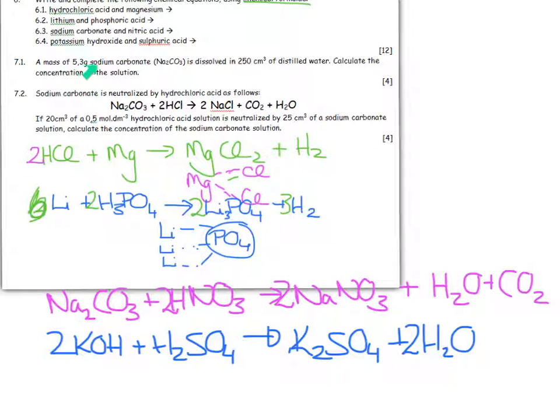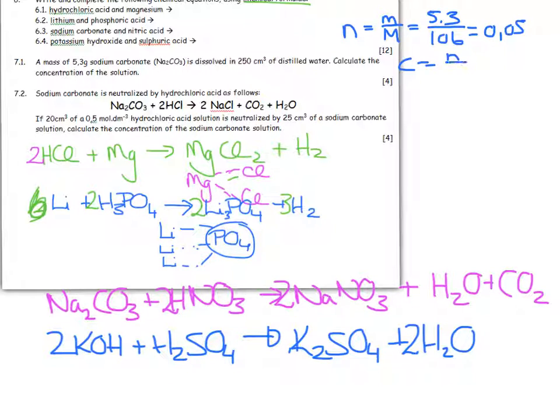A certain mass of sodium carbonate is dissolved in a certain volume of water. What is the concentration of the solution? I first need to get the number of moles of sodium carbonate. So number of moles is mass over molar mass. What is the molar mass of sodium carbonate? 23 plus 23 plus 12 plus 16 plus 16 plus 16. And I land up with 106. So it's 5,3 divided by 106. And my moles is 0,05.